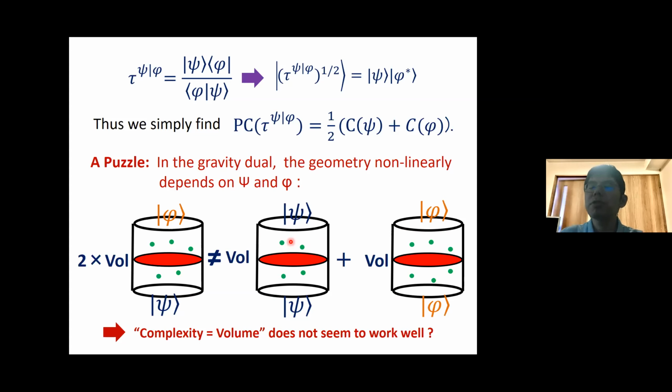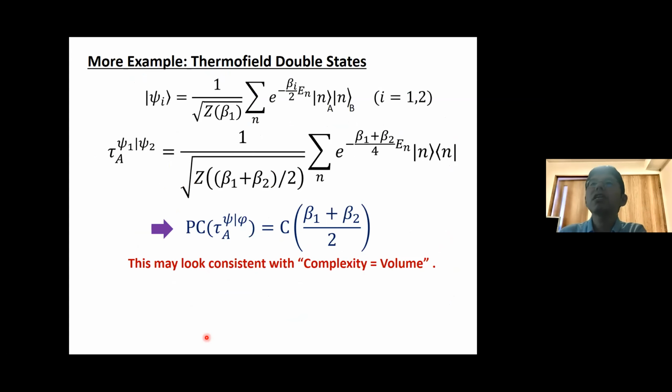In the psi case, we have a back-reacted geometry, and another back-reacted geometry for phi-bar, and we can compute the volume, but it probably is not equal to the sum of these two. That is because gravity is more non-linear. So in that sense, this naive generalized version of complexity equals volume may not work. I'm not so sure, but it seems this case is really puzzling. If you have any opinion, that's very welcome. Please discuss later.